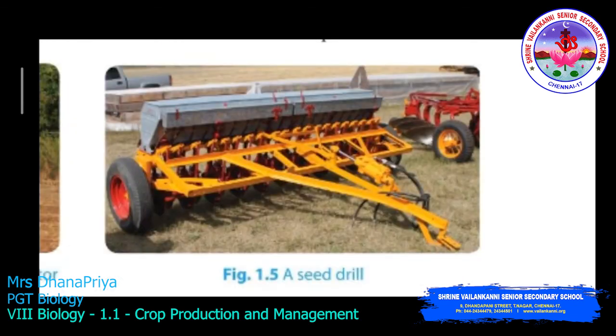Here you can see a seed drill. Why do we need this seed drill? Because manual sowing of seeds involves time and labor. Equipment like a seed drill helps in sowing seeds using a tractor. Some advantages of using a seed drill are: it sows seeds at uniform distance, protects seeds from being eaten by birds, and saves time and human labor. These are the advantages of using the seed drill.